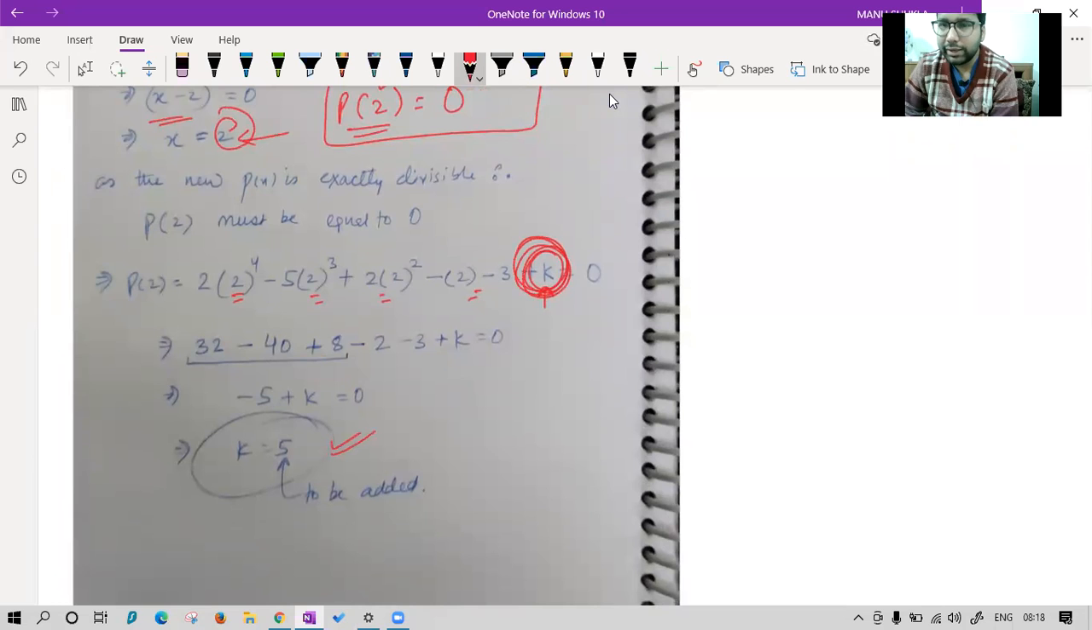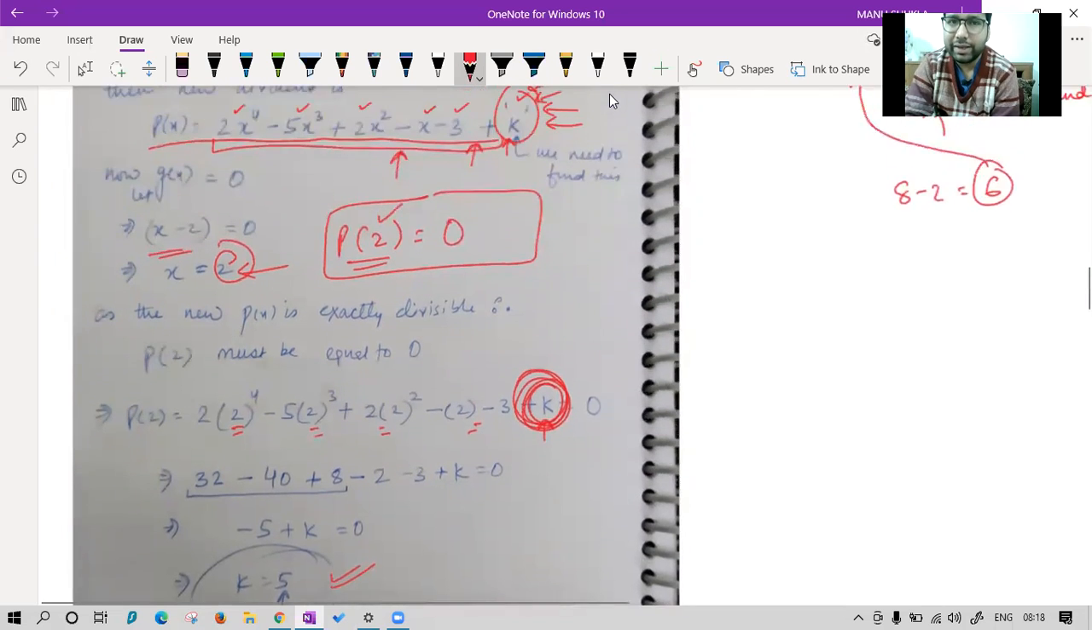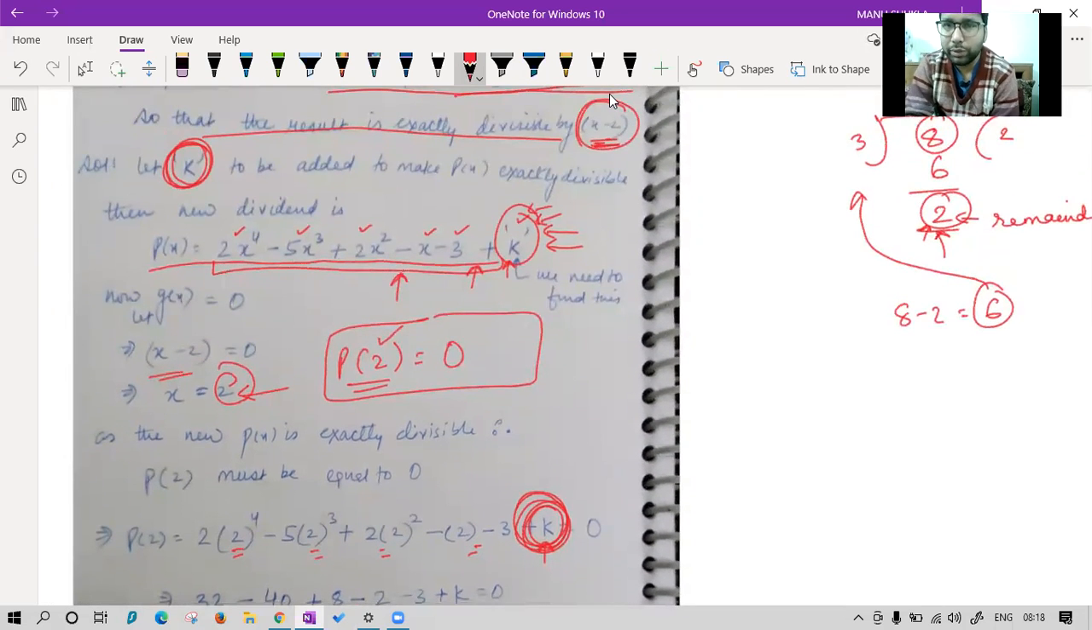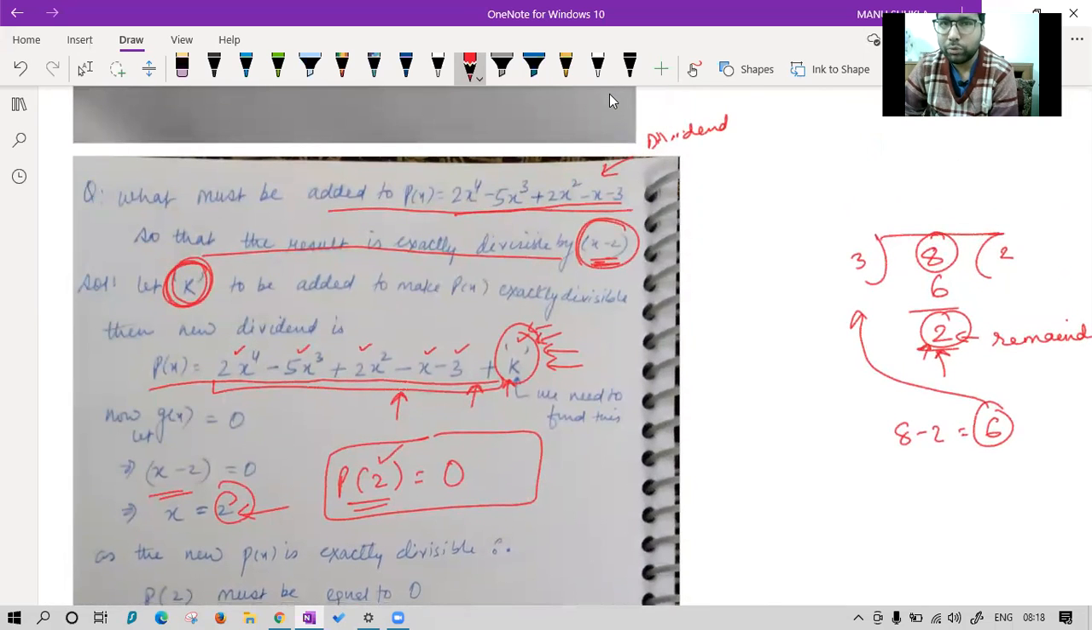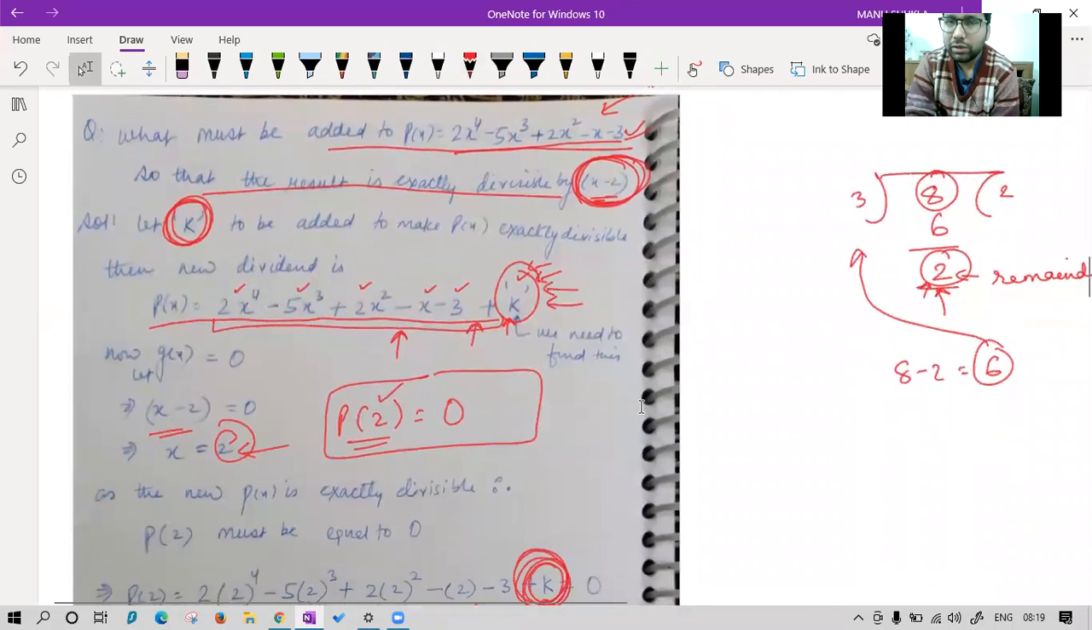The value of k is 5. That means if I add 5 in the given polynomial p(x), then x minus 2 becomes a perfect factor of p(x). Or you can say the reverse also, that p(x) becomes a multiple of g(x). Both are the same thing. I hope this question is clear to everyone.